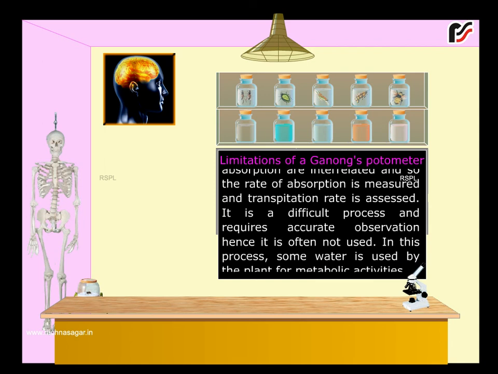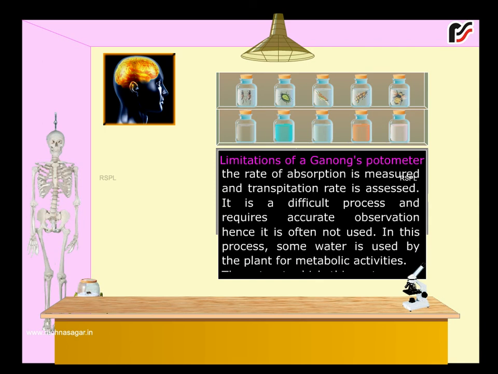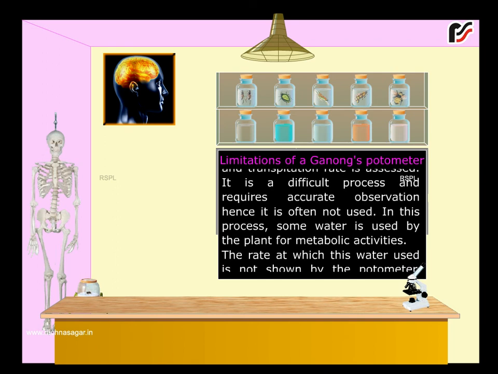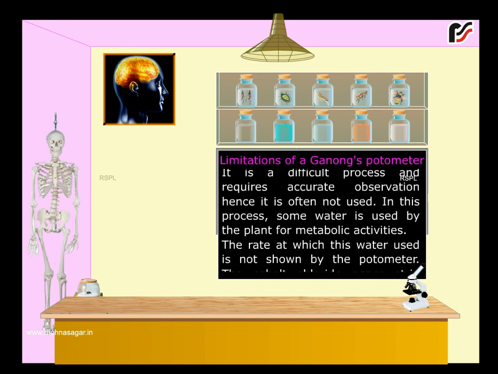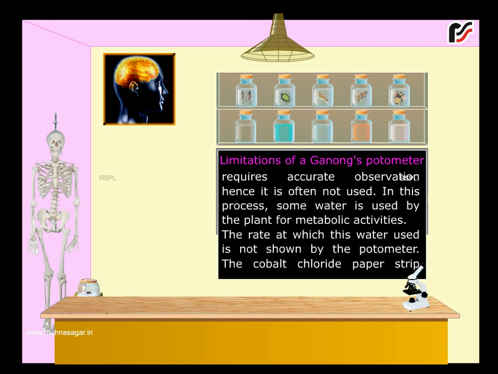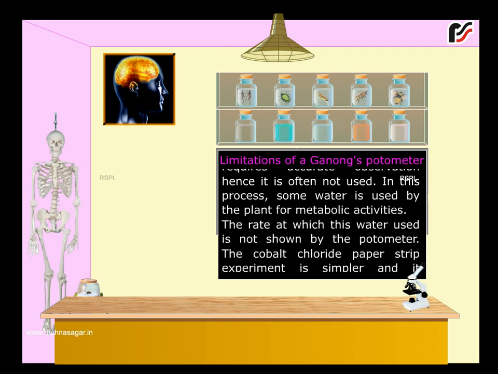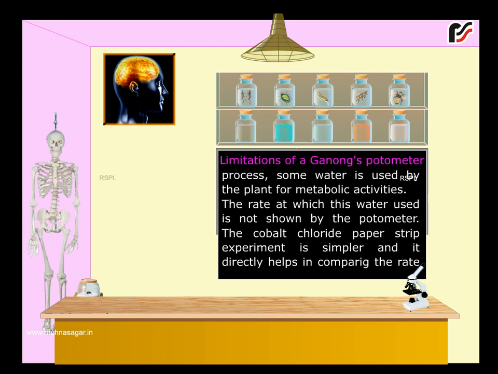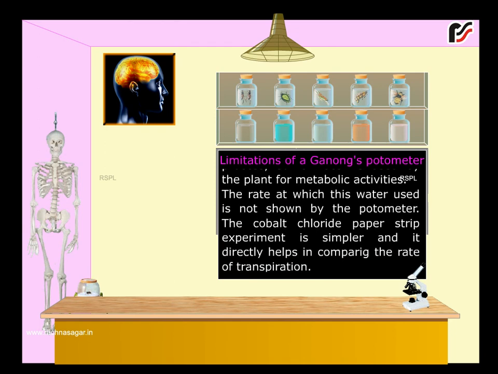In this process, some water is used by the plant for metabolic activities. The rate at which this water is used is not shown by the photometer. The cobalt chloride paper strip experiment is simpler, and it directly helps in comparing the rate of transpiration.